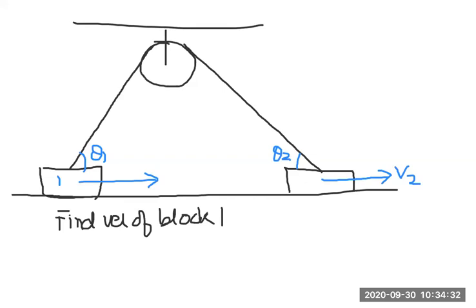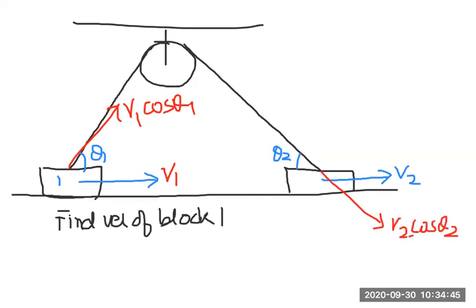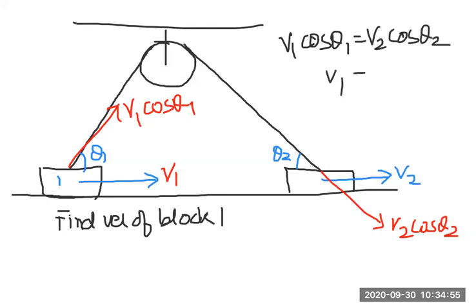हाँ, now you are getting the hang of it. So if this velocity is v1, then this component must be v1 cosine theta 1. This component must be v2 cosine theta 2. These two components must be same. V1 cos theta 1 is equal to V2 cos theta 2. So V1 is equal to V2 cos theta 2 upon cos theta 1.